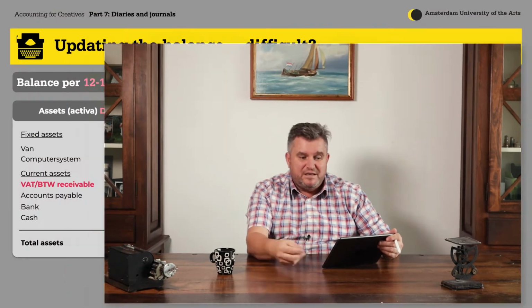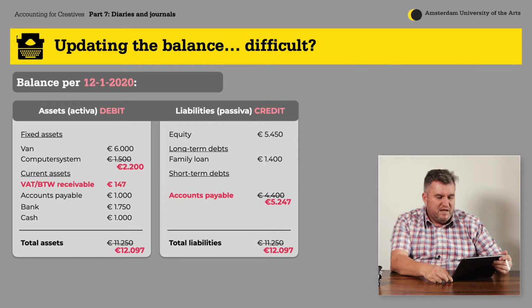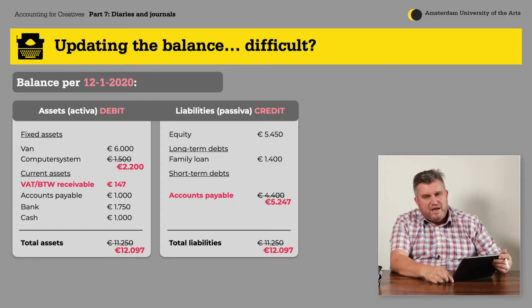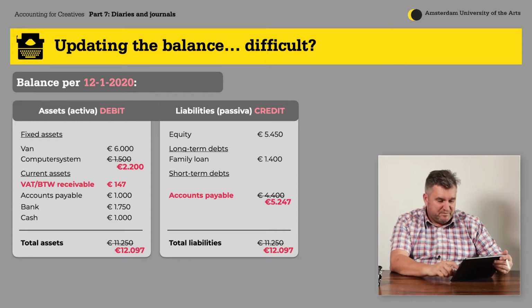Let's have a look at the balance. So far, every time we had a change in the balance, we changed it immediately within the balance sheet itself. As you might understand, that is not a very convenient way to work, because you have to cross everything out and add new entries, so there is not much overview and you cannot see how it was before. So we have a different way of working.